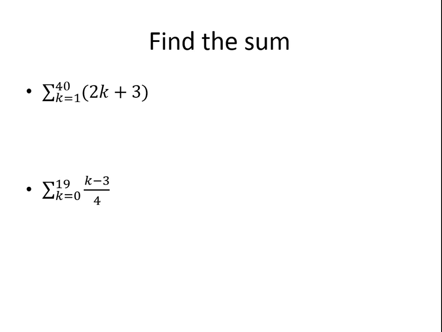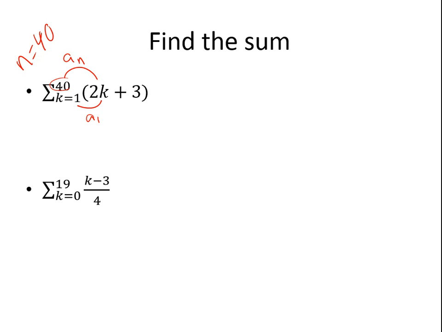So all we have to do is plug in what our first term is, which is plugging in a 1. There's our first term, so that's our A1. Plug in the 40, that's our AN. And for the numbers from 1 to 40, how many are there? There's 40 of them. So that means our N equals 40, and we would use that to find the sum.